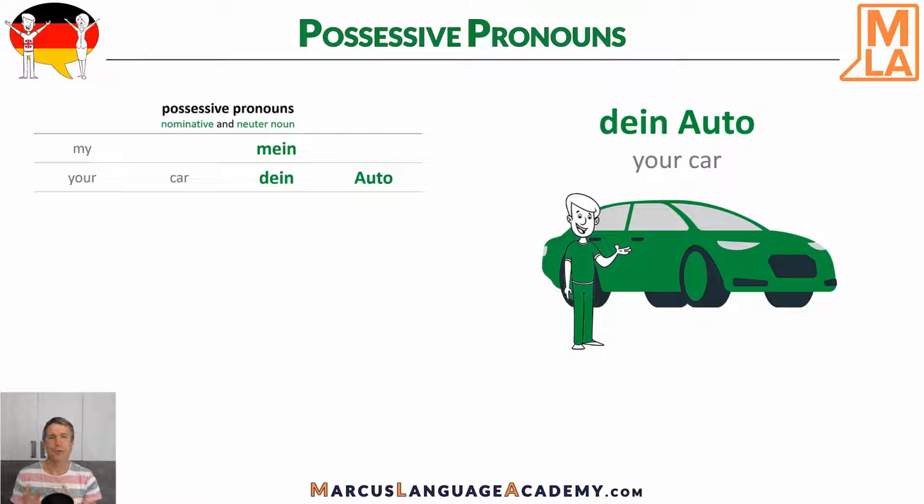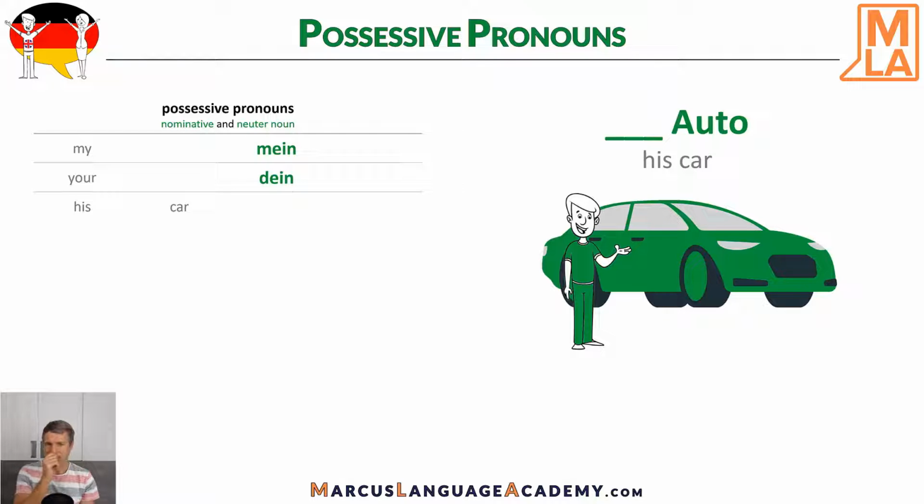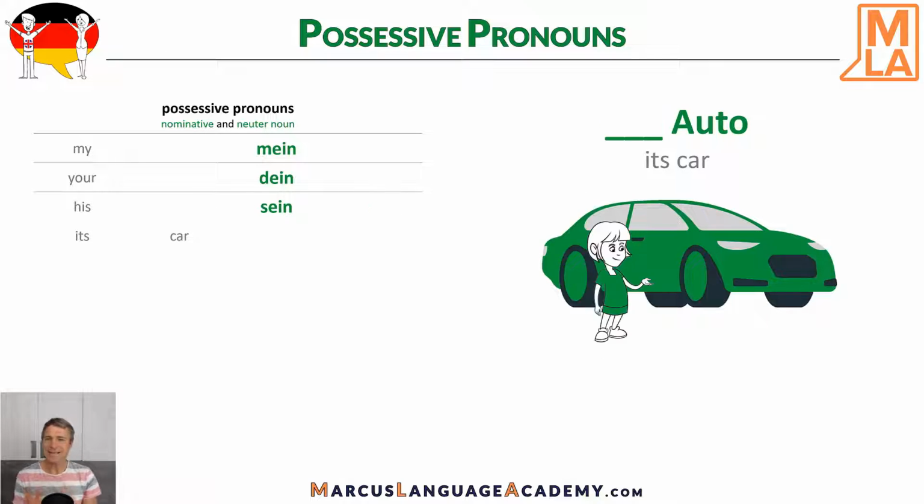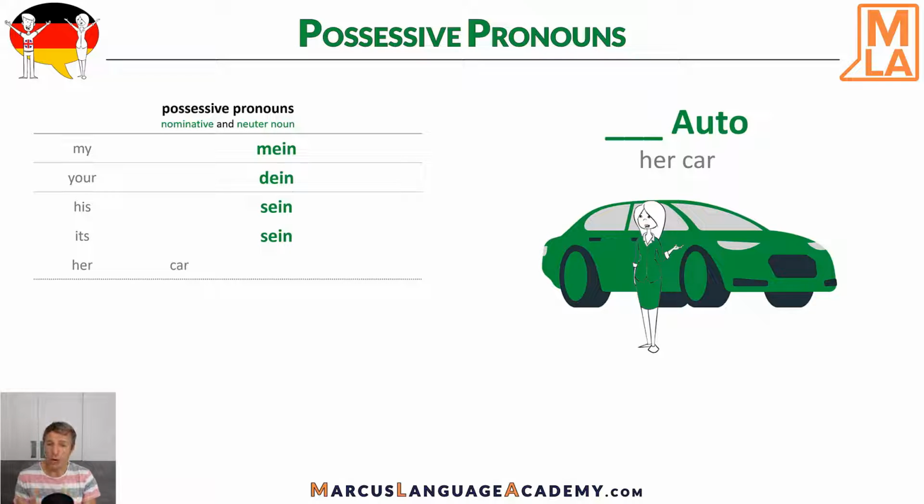Now we come to the third person singular. His car in German is called sein Auto. And its car, so the child in German is neuter, is sein Auto. But her car in German is ihr Auto. So please be careful here, because many people take the wrong form.